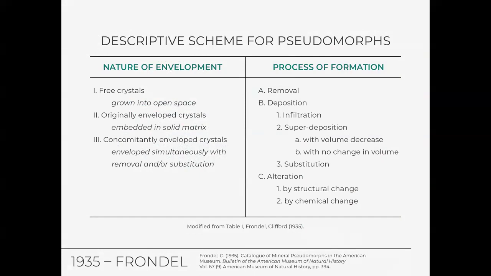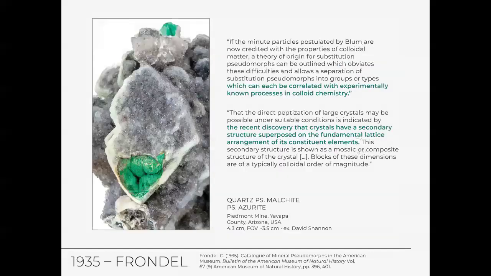So, for example, you cannot have a pseudomorph formed by the removal of a crystal if the crystal was not already encased in something. Therefore, a removal can only ever pair with originally enveloped crystals. Other items can pair with multiple things. Now, Jolie and I are looking at whether there's a way to map these relationships using Frondel's data. I hope to have an update on that by Denver. So come back for more.